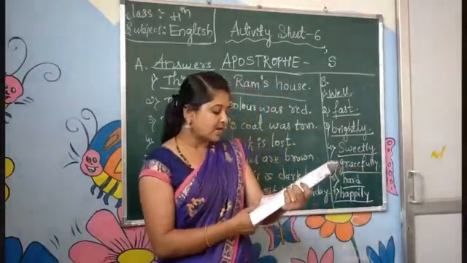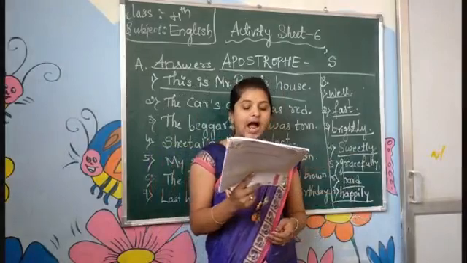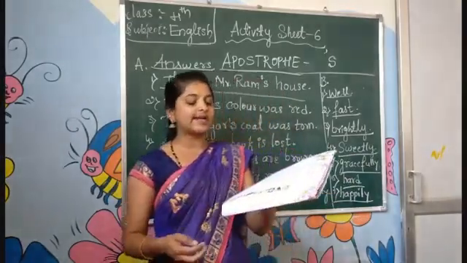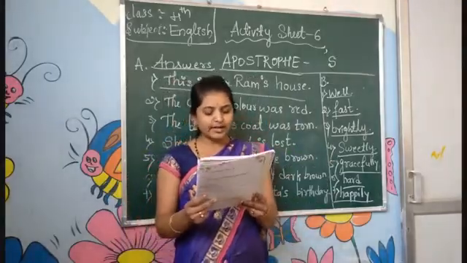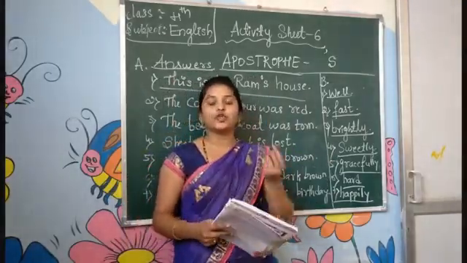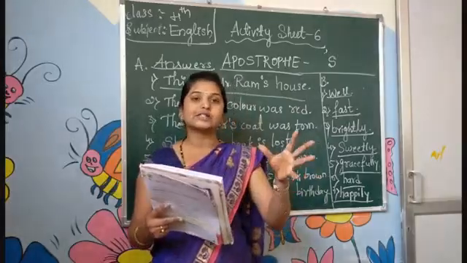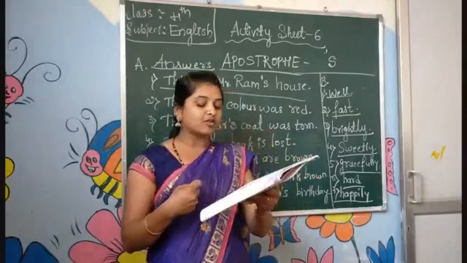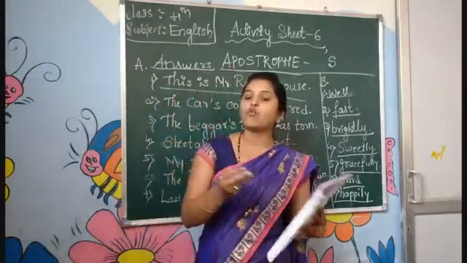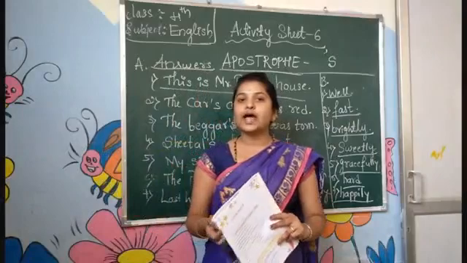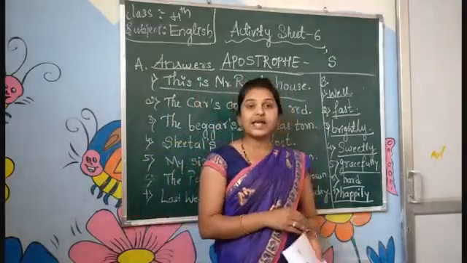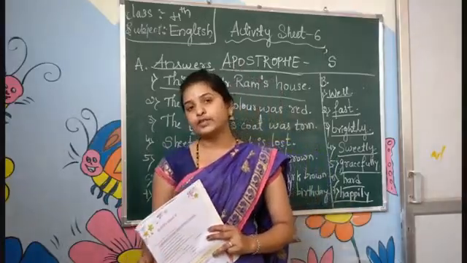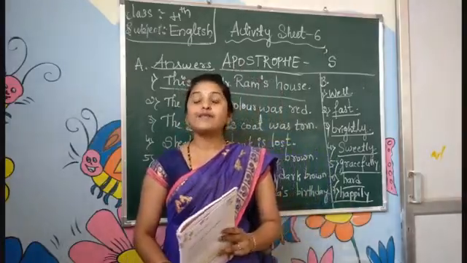Next, I have a sticky long tongue. I swallow insects. I live on the land and in water. So, a sticky long tongue. It has a long tongue and it swallows insects. I live on the land and I live on the water also. Who is that? Which one is that? I am a frog.